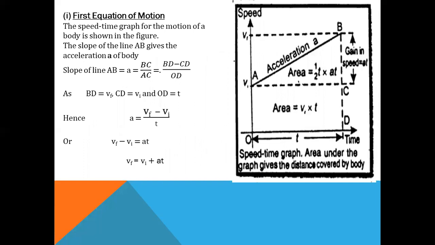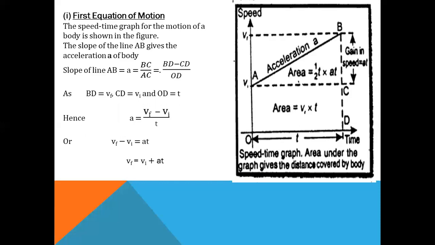Now, first equation of motion. The graph is same. You can see the graph. Graph is same as in your book. And first equation of motion, we are going to derive first equation of motion. The speed time graph for the motion of a body is shown in the figure. You can see on horizontal, time is taken and on vertical, velocity or speed is plotted.